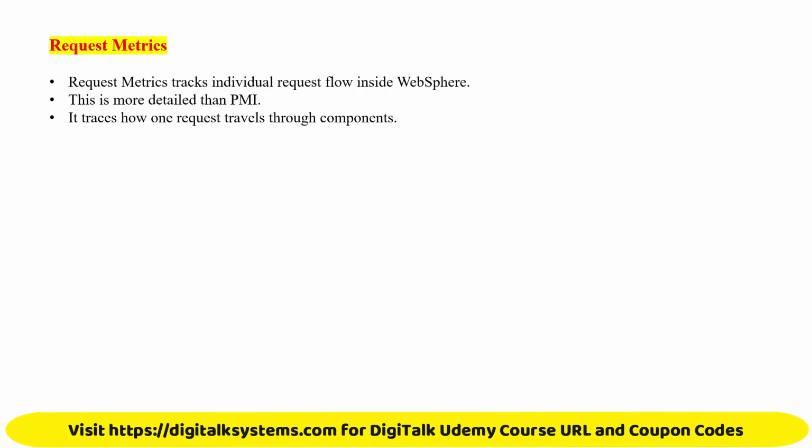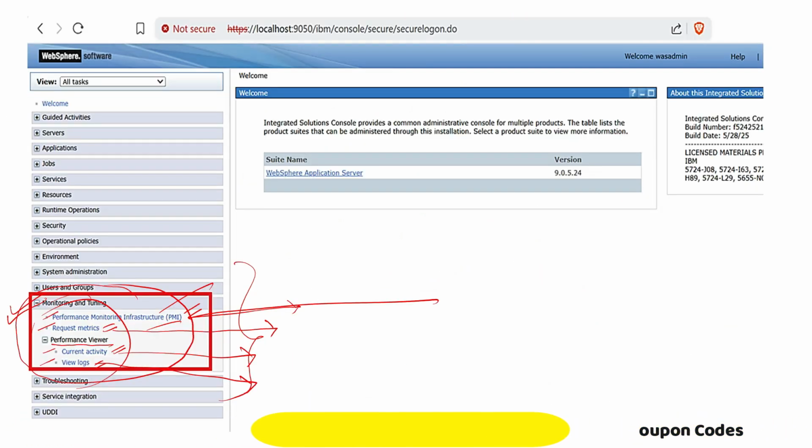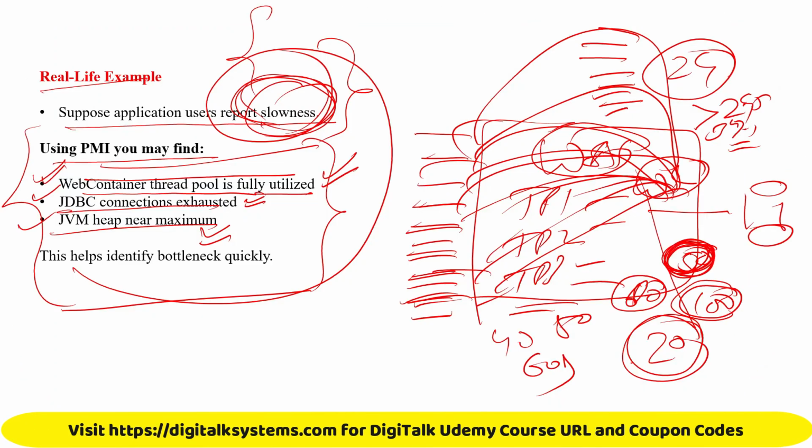Now, apart from PMI, we have request metrics. Let me go back and show you. Here we discussed PMI. Now we have request metrics as well, right? This one, the second one. So now, what are request metrics?